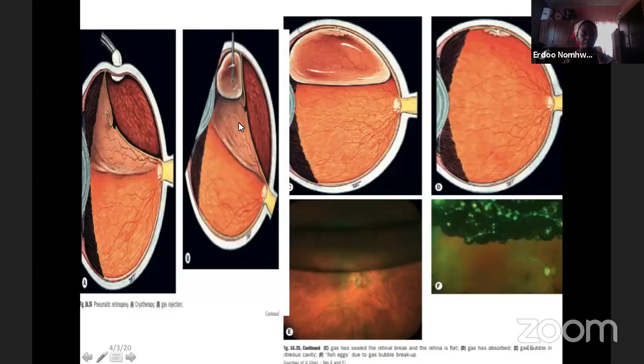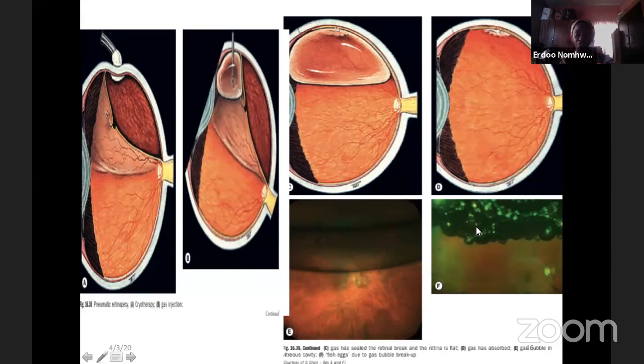This is also another picture here. For this case, we can actually see that cryopexy is done to create some kind of retinal adhesion. This is the tip of the cryo probe that is being used. And then the air bubble is injected. When injected, this is what you would have. Then with time, you see that the gas has been reabsorbed, and the retinal tear would have healed.